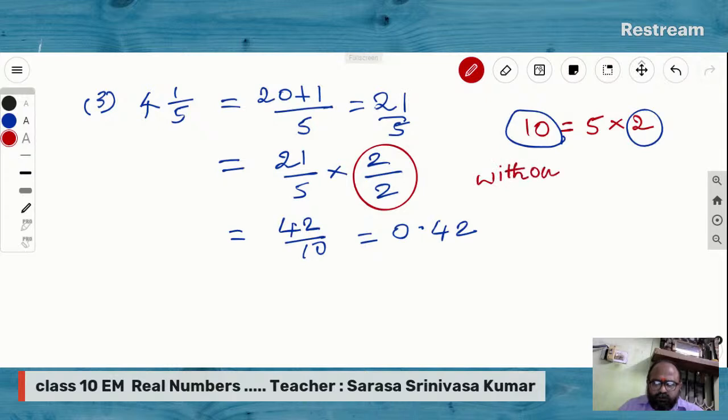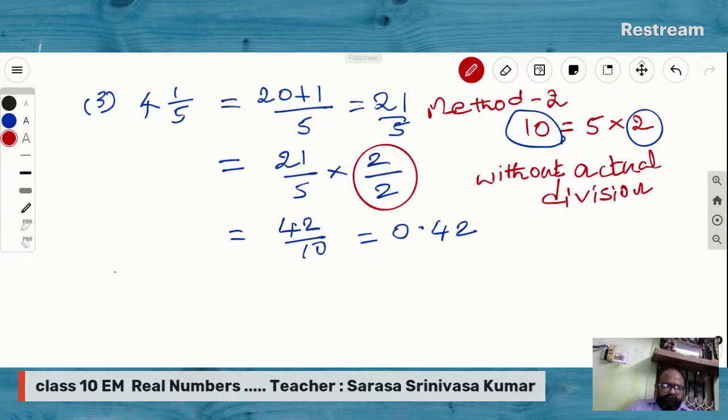This is without actual division. So this is actually method 2. I did the problem by method 2. Now method 1. Method 1 is by division.